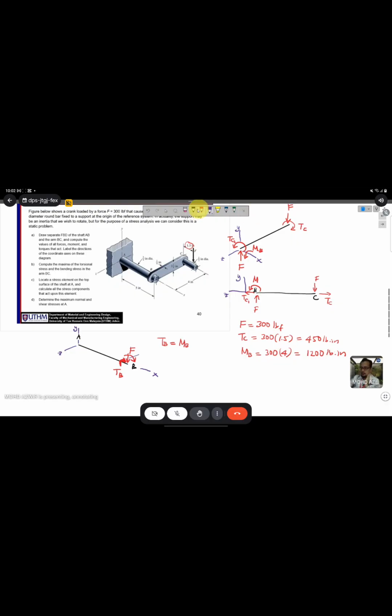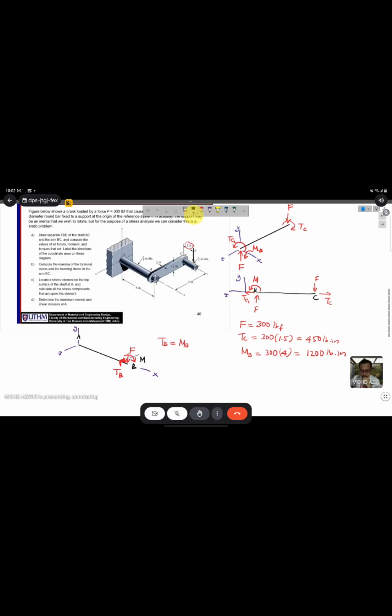Okay, so this one will become bending, because it will bend the rod AB. So from torsion, I need to rename it as bending. So this one maybe I just put MB. We have already MB here.